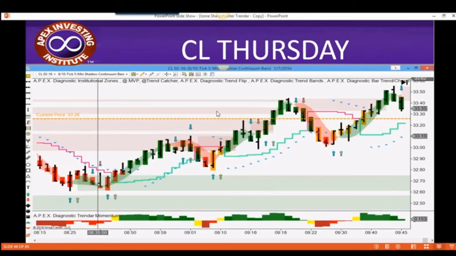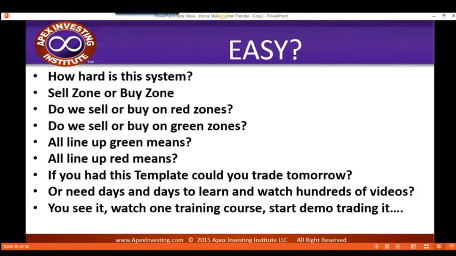I can try to give you some crazy examples here or some crazy complex programming, and say this is a complex system that you have to understand. You don't. You got it. You've got a sell zone or a buy zone. Do we buy or sell at red zones? We sell. Do we buy or sell at green zones? We buy. Everything lines up green, everything lines up red.